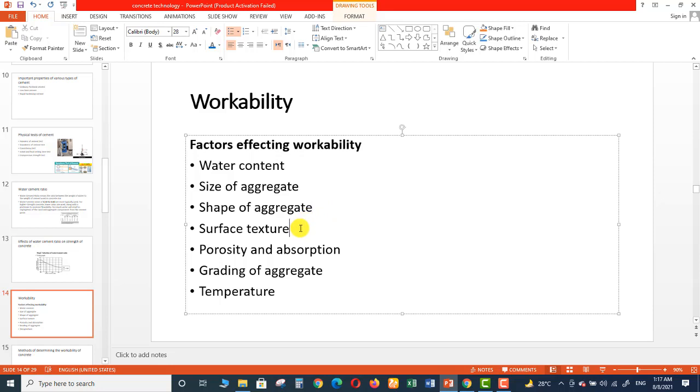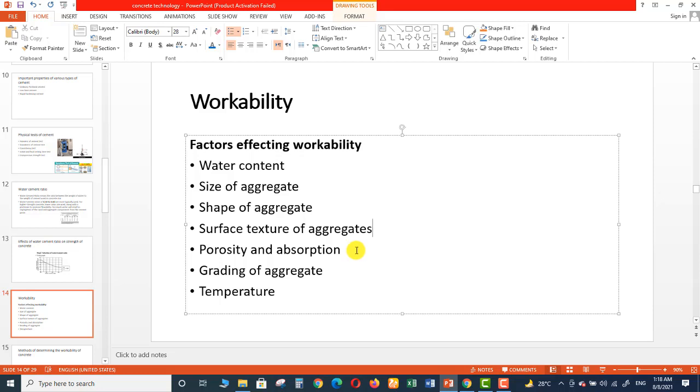So the next factor is surface texture. Surface texture also affects the workability of the concrete. The rough surface aggregates need more water for lubrication, obviously, because they are rough, and thus reduce the workability. Smooth surface aggregates require less amount of water for lubrication and hence increase the workability. So again, if the surface texture is smooth, it will increase the workability. If the surface texture of aggregates is rough, then the workability will decrease.